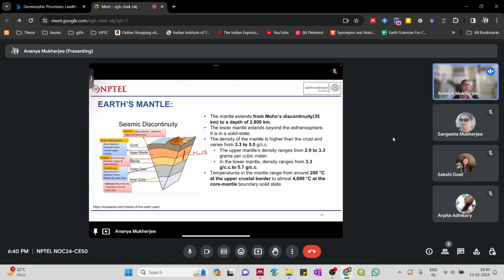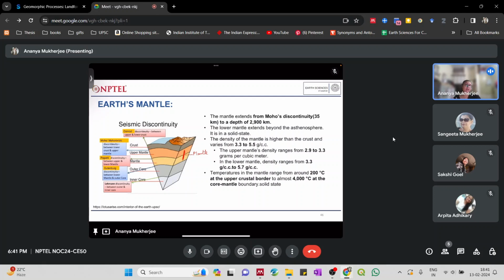So you have the upper mantle that has a density from 2.9 to 3.3, and the lower mantle is denser compared to the upper mantle, from 3.3 to 5.7. And as you can see the density changes, it means that the composition is also varying. And as we had talked about before, with increase in depth, the temperature will change and it will increase.